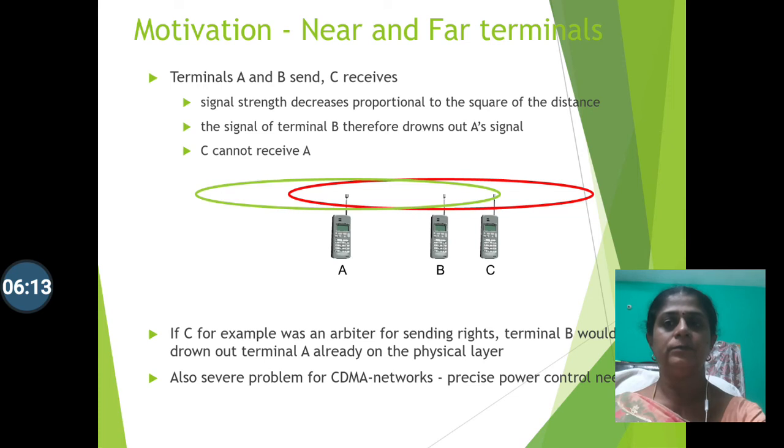from A. If, for example, C is an arbiter in allocating work for every terminal, for sending rights and all those things, A always remains far from C, and A will never be able to send any data to anyone. So this problem is called the near and far terminal problem. So I'll just sum up.